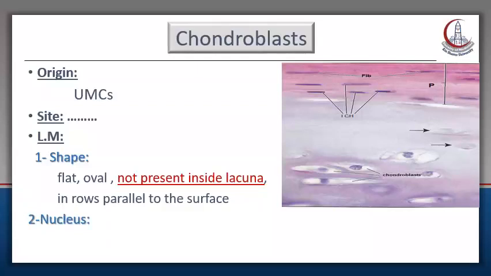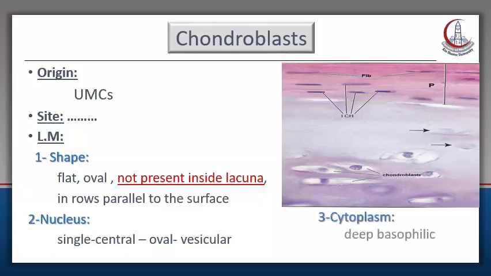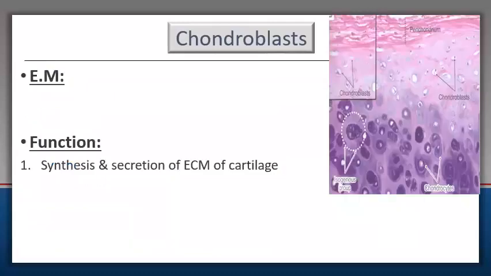Regarding the nucleus, this is an active cell. Chondroblast is an active cell, so I expect that the nucleus is vesicular. When we talk about the nucleus of any cell, we have to mention the number, the site, the shape, and the activity of the nucleus. For the chondroblast, they contain a single central oval vesicular nucleus. As this is an active cell, the cytoplasm is deeply basophilic.